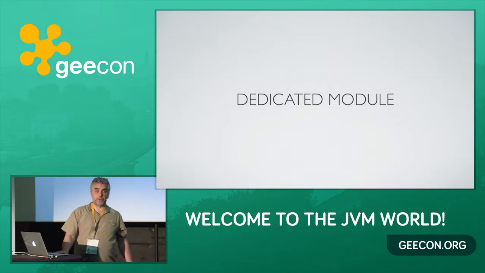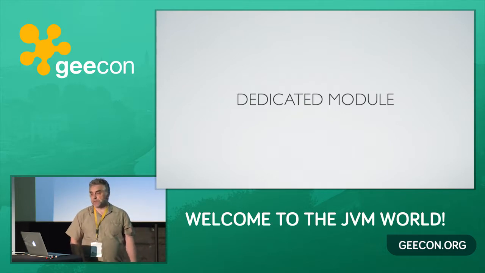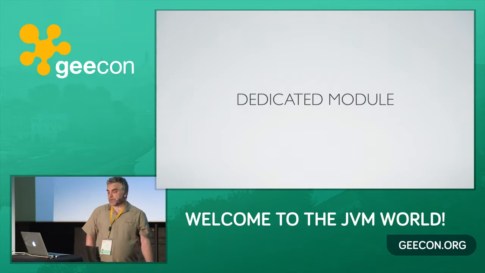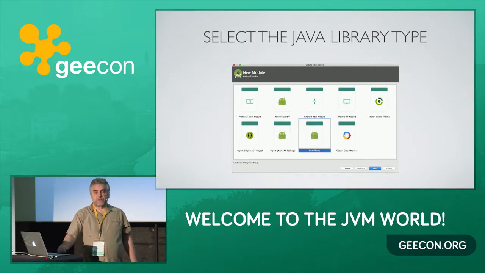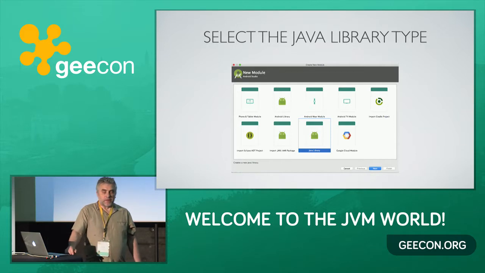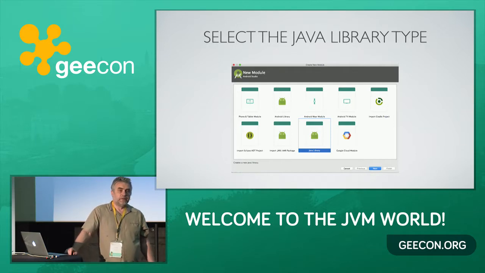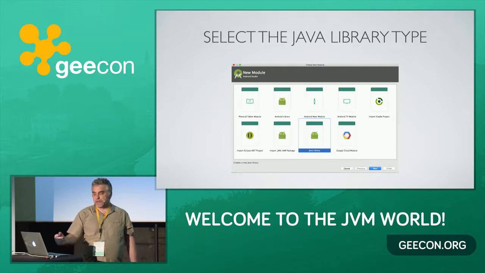So in order to get annotation processing in your Android project, you need to create a dedicated module. And the trick is that the module needs to be of the right type. It needs to be a Java library. If it's a normal Android library chosen from the gallery, it won't work because the tooling couldn't find the information it's looking for. So you have to make a module which is a Java library.